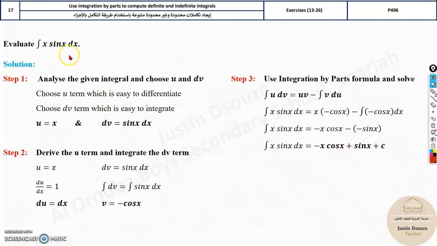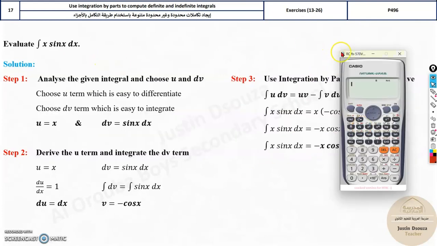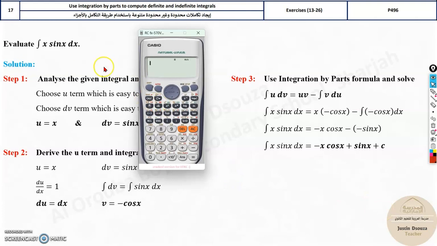But if you're willing to know how to do this in the calculator, I'll quickly tell you. So you need your scientific calculator. Since we are dealing with trigonometry, shift the mode to radians. That is by pressing shift, mode and 4. And now you just have to put any random x value for this.